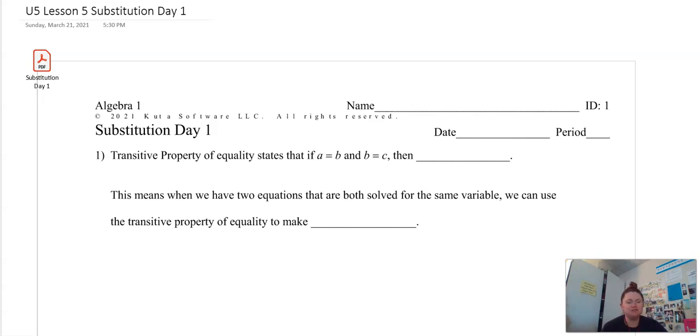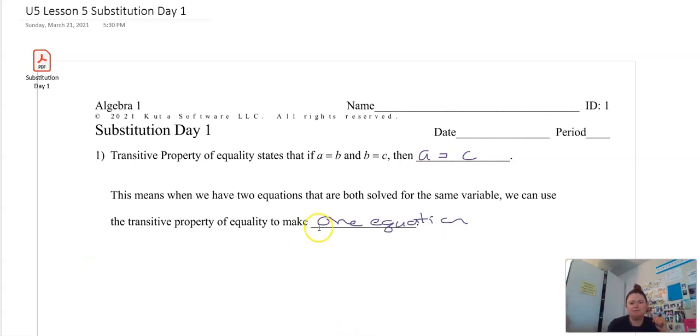So substitution, I'm going to start by going over the transitive property of equality, which is something you should have already learned about, but we'll just remind you. It means that if A equals B and B equals C, then A equals C. Basically it's saying if two things are equal to the same thing, then they're equal to each other, which hopefully makes sense. That means that if we have two equations that are both solved for the same variable, we can use the transitive property of equality to make one equation.